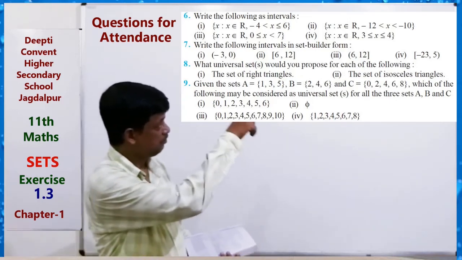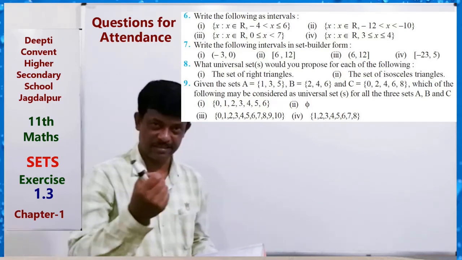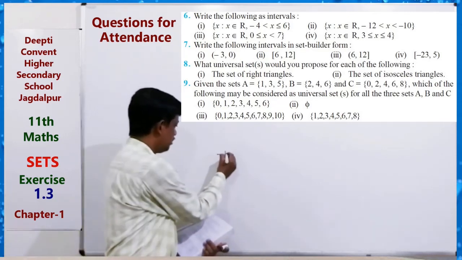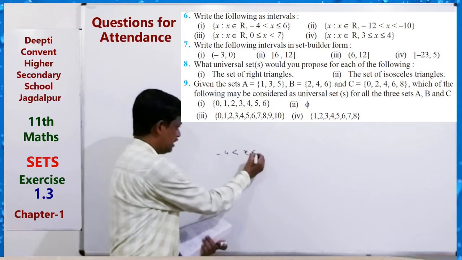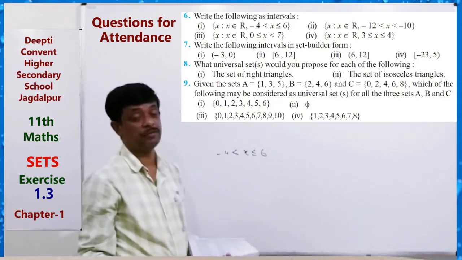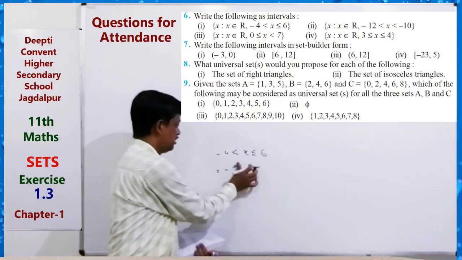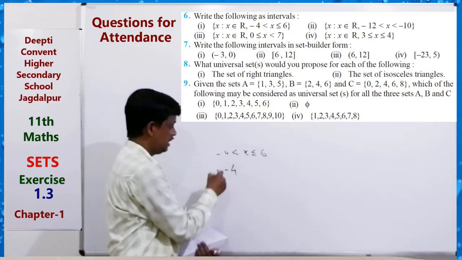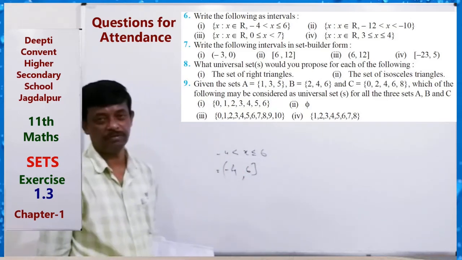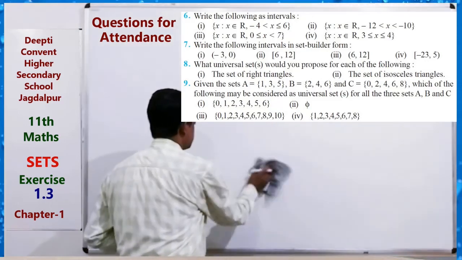They are given in set builder form. {x such that x belongs to R, means x is a real number, and minus 4 is less than x, less than or equal to 6}. In the form of interval you can write what? (-4, 6]. Since here it is less than, so open, and equal, so closed. This is the interval. So you have to write this solution of this question.